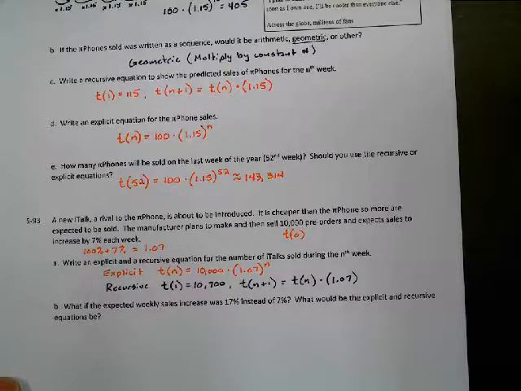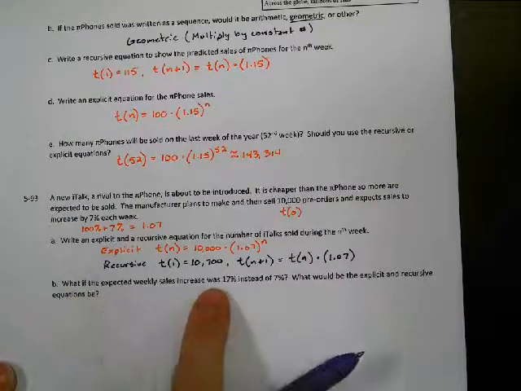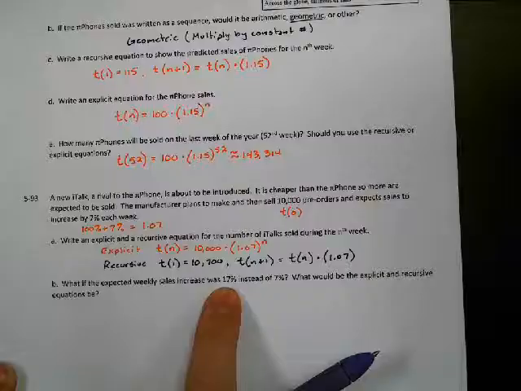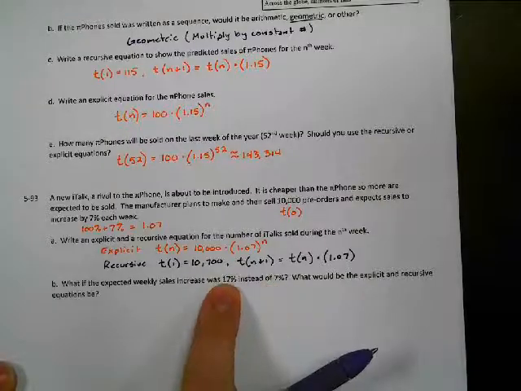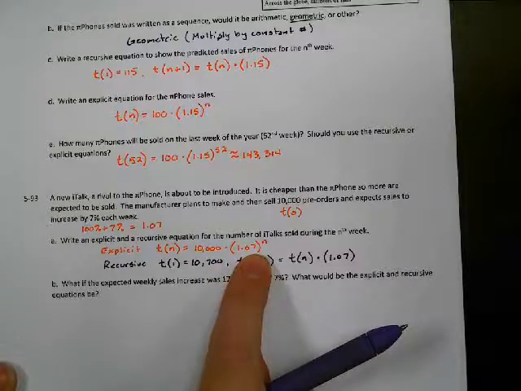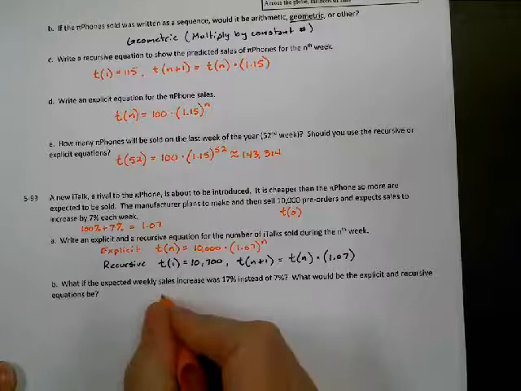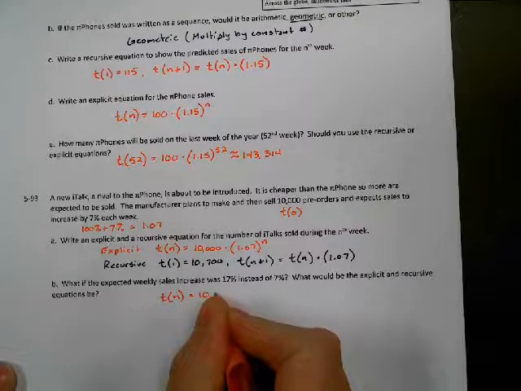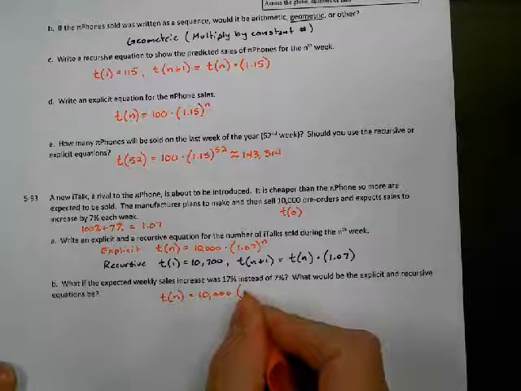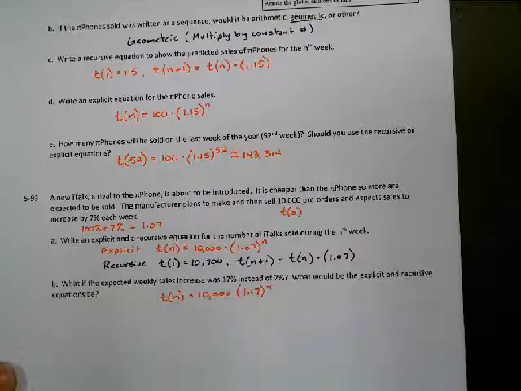All right, what if the expected weekly sales increase was 17% instead of 7%? Well, if it's 17%, this would be 1.17 instead. So the explicit for this one would pretty much be exactly the same, except our multiplier would be 1.17 to the nth power. Our recursive would pretty much be the same.